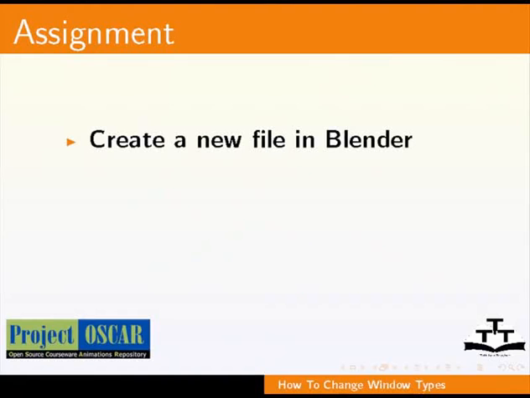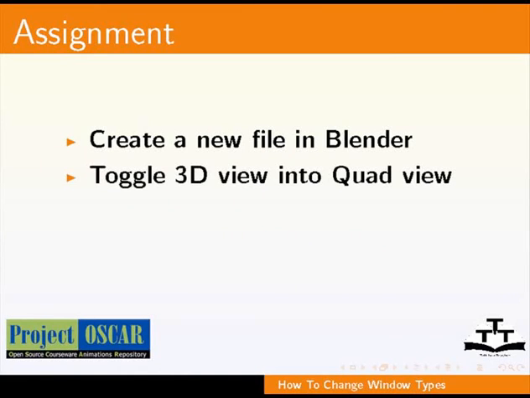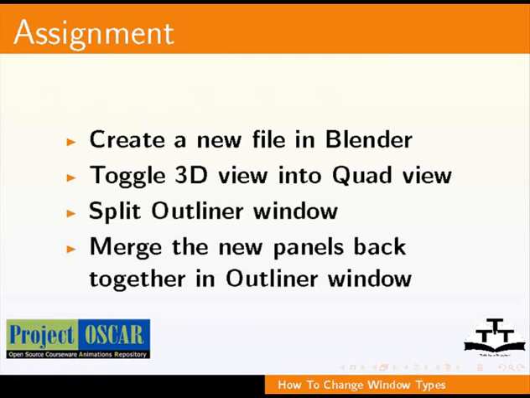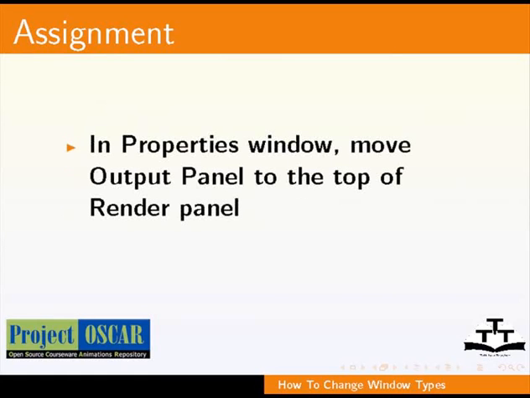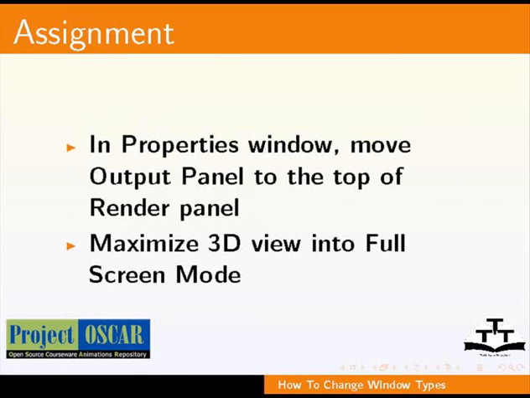Now, create a new file and try to toggle the 3D view into quad view. Split the outliner window and merge the new panels back. In the Properties window, move the Output panel to the top of the Render panel. And maximize the 3D view into full screen mode.